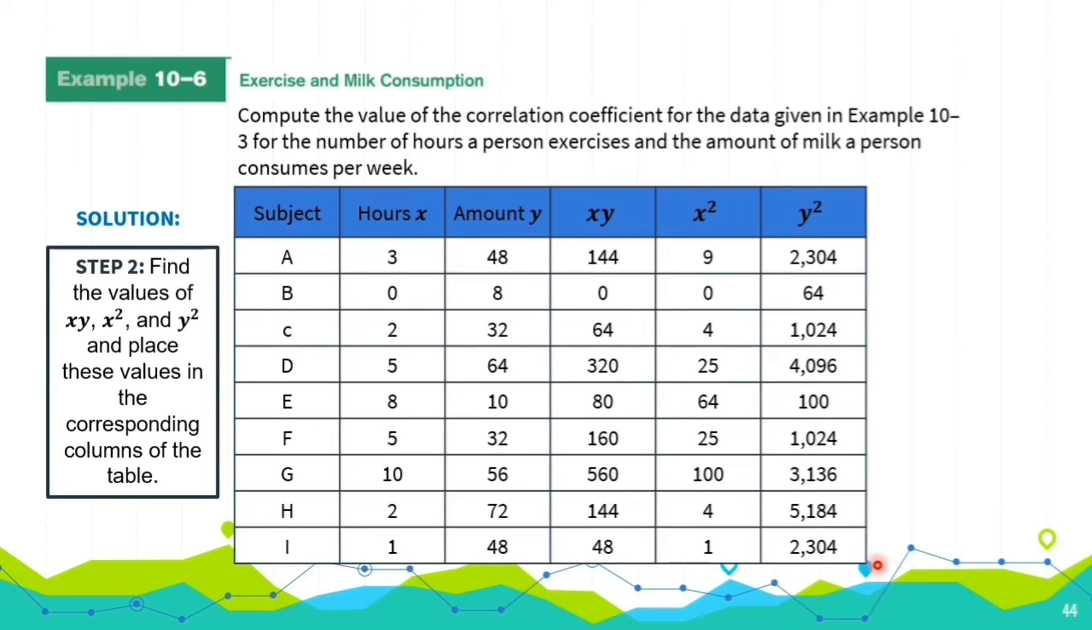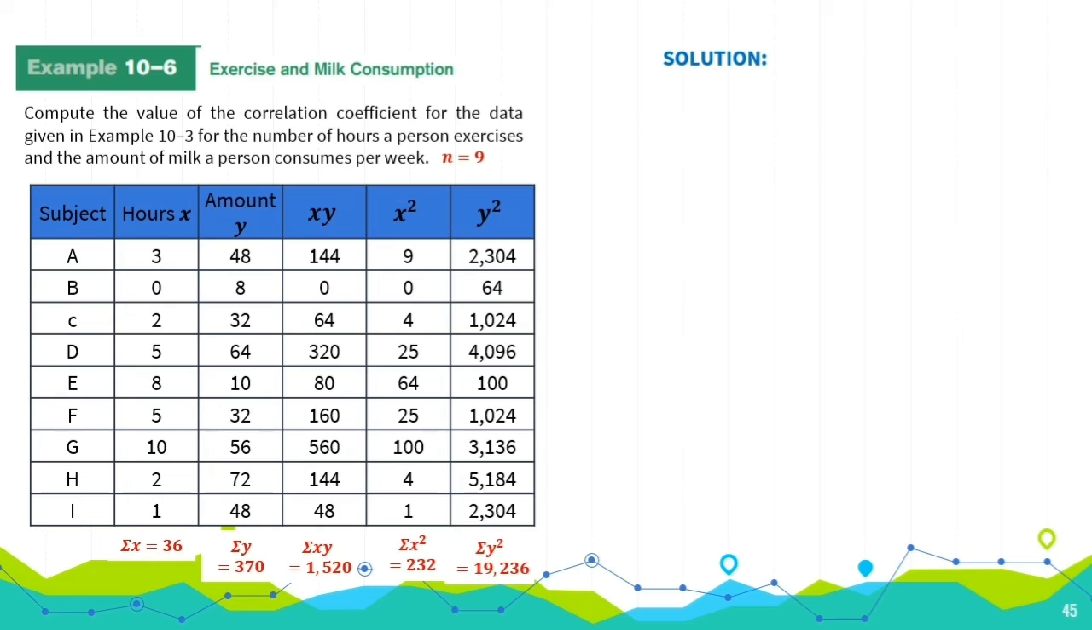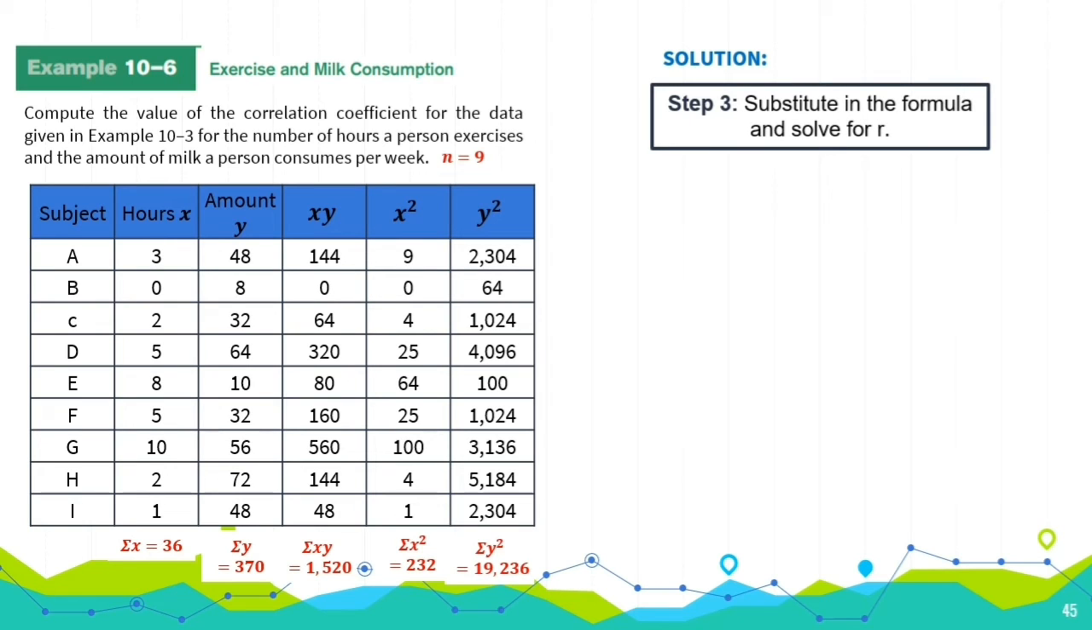After we complete the table, we need to get the sum. So summation of x is equal to 36, summation of y is equal to 370, summation of xy is equal to 1,520, summation of x squared is equal to 232, and summation of y squared is equal to 19,236. Our step 3, substitute in the formula and solve for r.